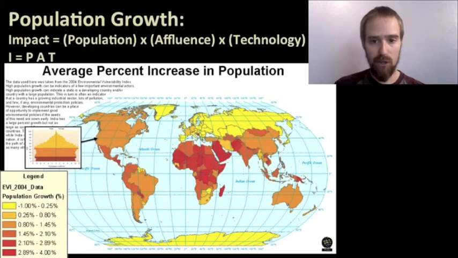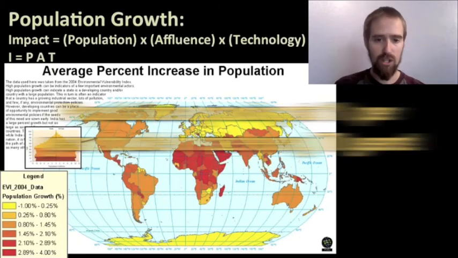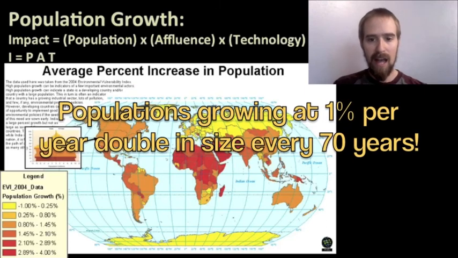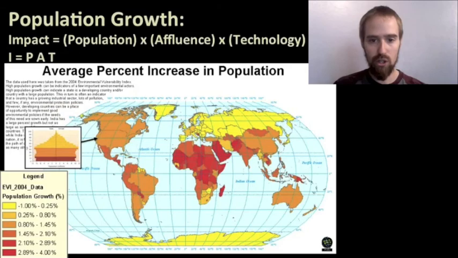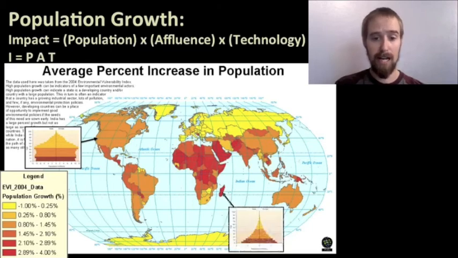For example, countries like the US, which is growing at a rate of about 1% per year, which is still exponential growth by the way, have very high levels of affluence and technology, meaning that we can afford to consume a great deal of resources, and our technology allows us to do that in a way that is very efficient, so our overall impact on the environment is very high.